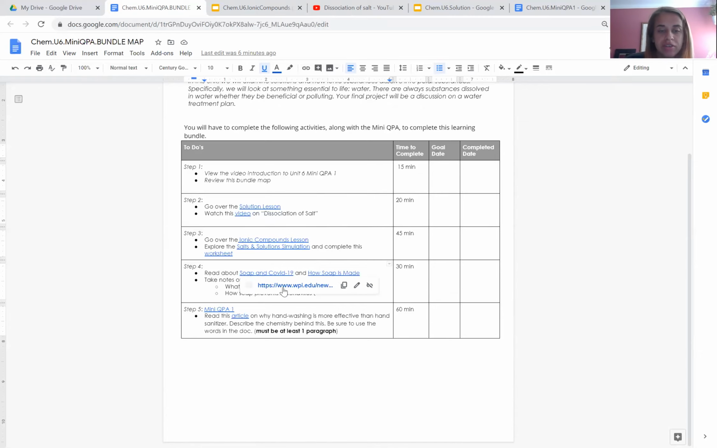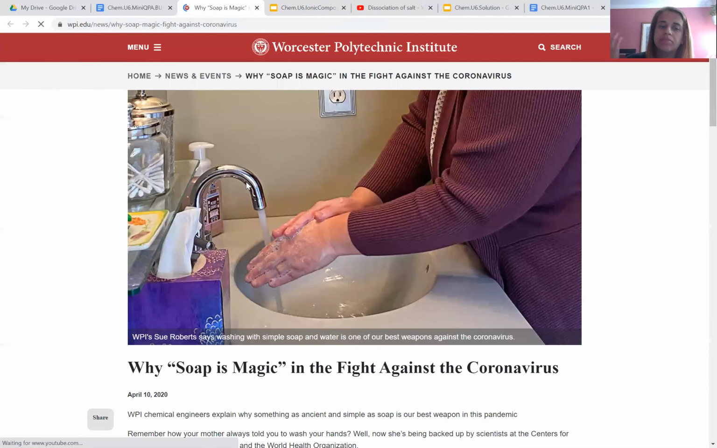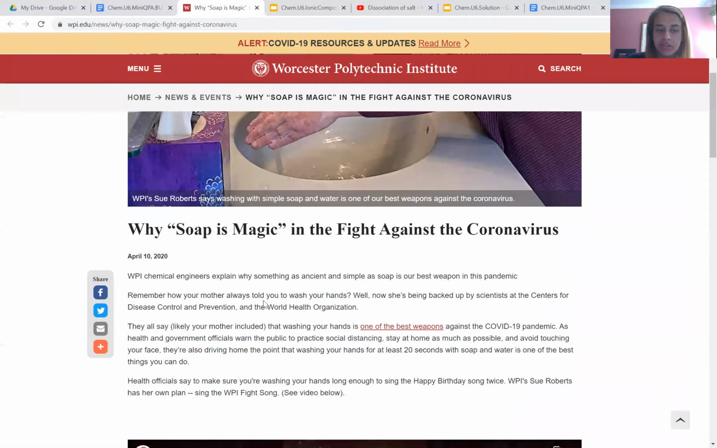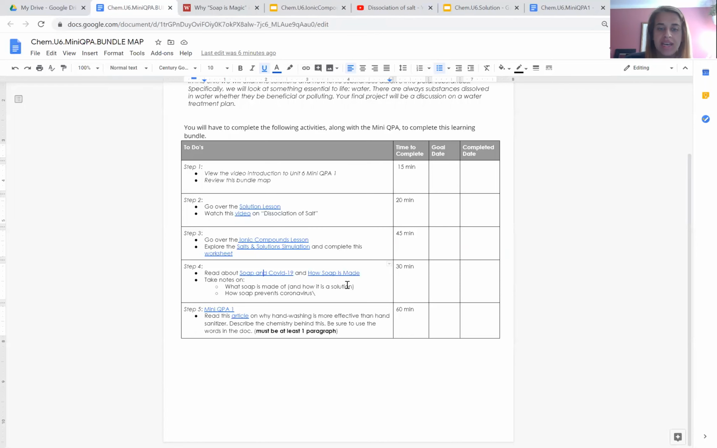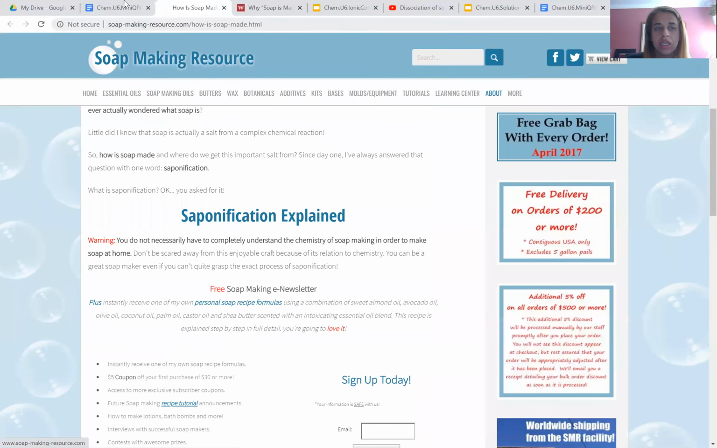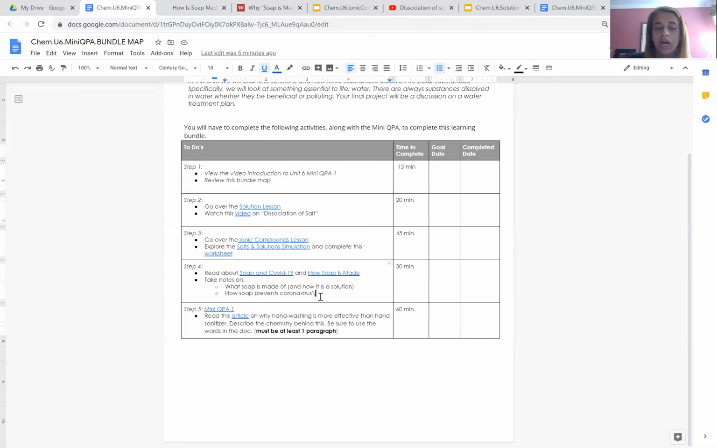Finally, you're going to read about soap and COVID-19. Why is soap this magic thing we need to be using to fight the coronavirus? And how is soap made? Make sure that you take your own notes on what soap is made of and how it is a solution. Justify how it's a solution, and how it prevents coronavirus. What is soap doing that's so important?